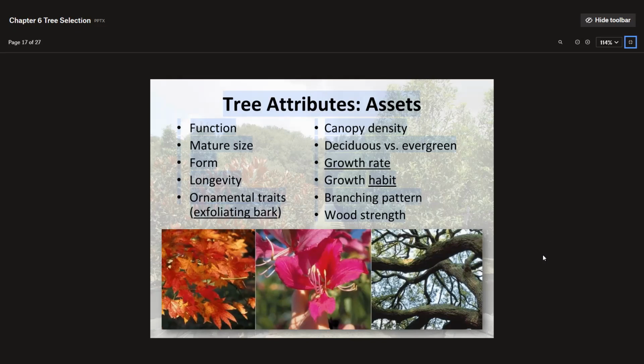Its growth rate. How fast is it going to get big enough to do what it needs to do? And its habit, growth habit, its branching pattern, wood strength. Would you want to plant a weak wooded tree that's going to self-limb over a parking lot? This is probably not a good idea. These are all things you have to think about.